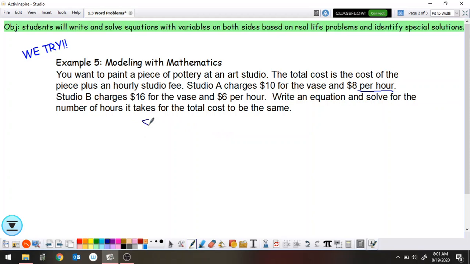So I'm going to, similar to the last one, distinguish what each side of my equation is going to represent. So I'm going to compare Studio A with Studio B. In Studio A, we know that we're paying $10 for the vase, plus $8 per hour. Well, I'm going to make a note that I'm going to use H to represent the number of hours.